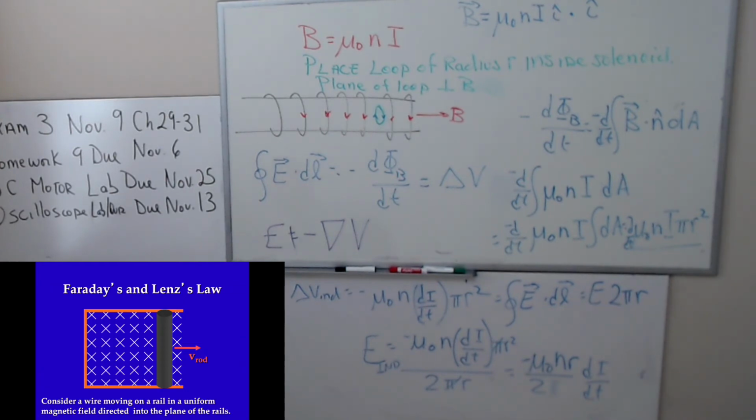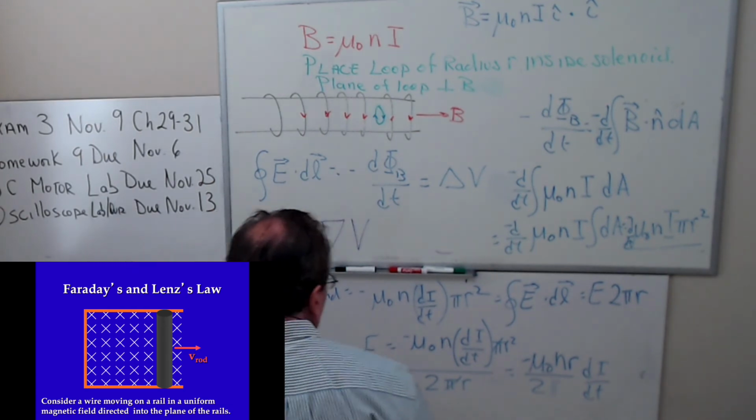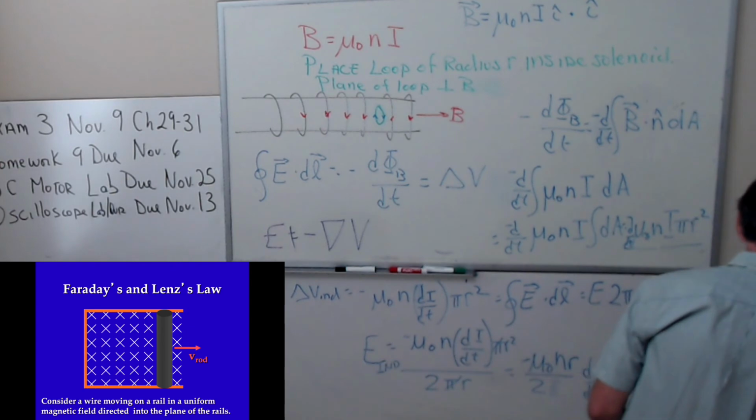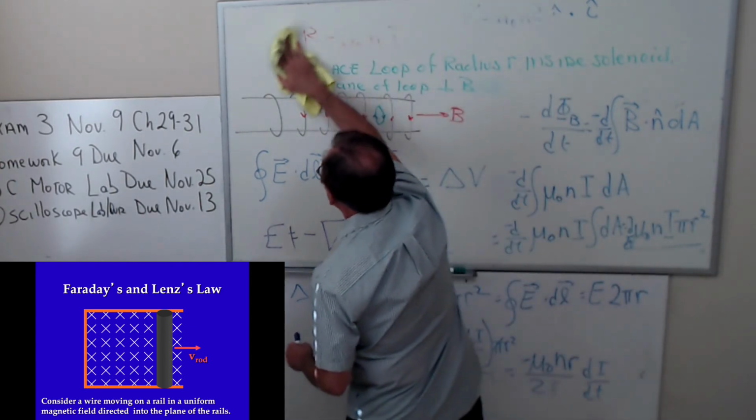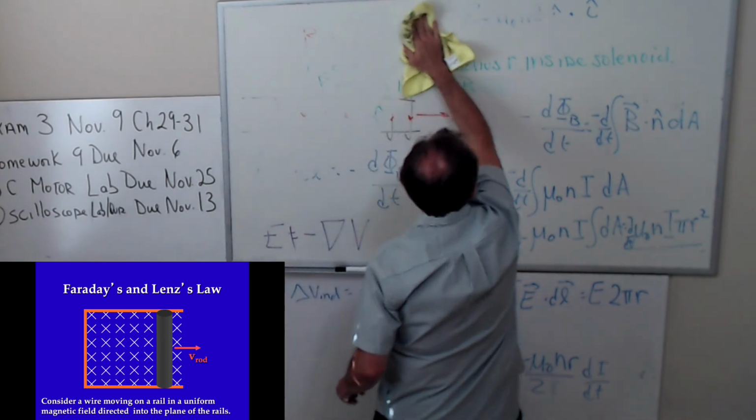So I want to do another example of induced EMF, but this is arising from moving circuits. So this is a wire in a magnetic field that's moving. Or a rod, let's just say a rod in a magnetic field that's moving.